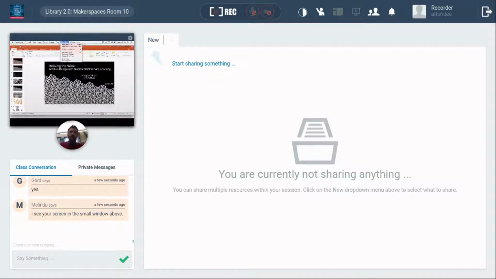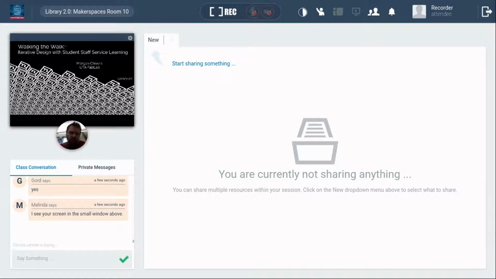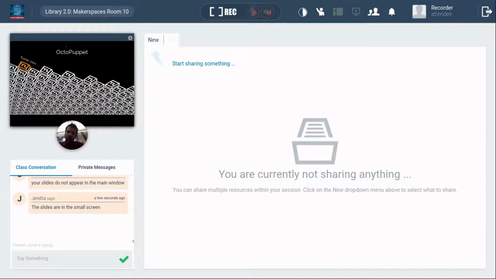Play from start. Okay, so my name is Morgan Chivers. I'm at the University of Texas, Arlington. And just a little bit of context on that, it's an R1 university. We've got upwards of 35,000 residential students and about 50,000 global students. And our Makerspace is on the first floor of the central library, and we see thousands of jobs.